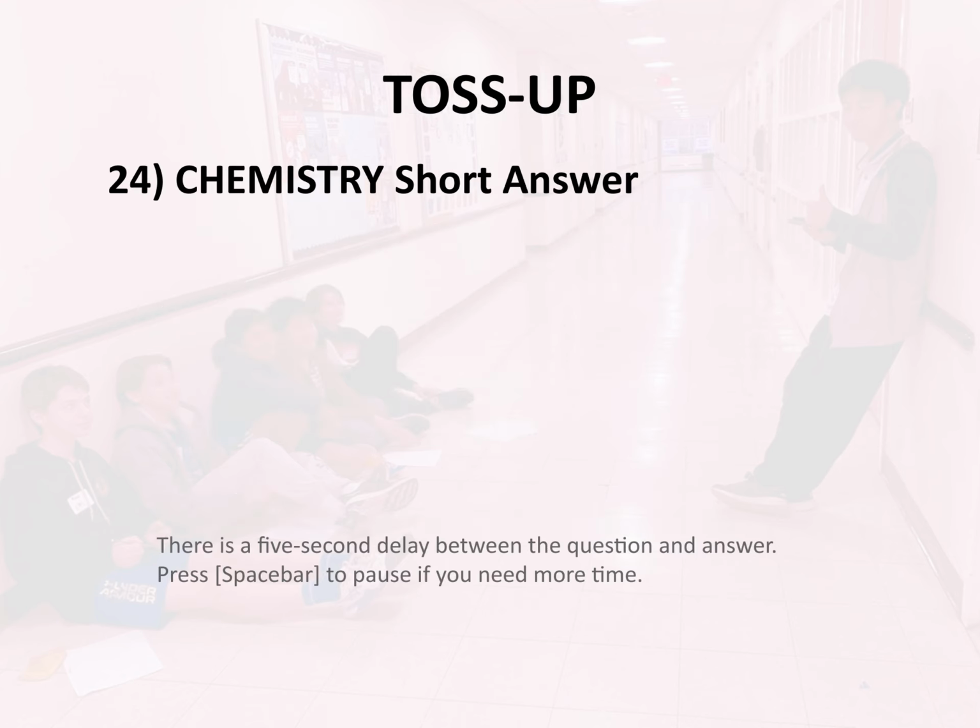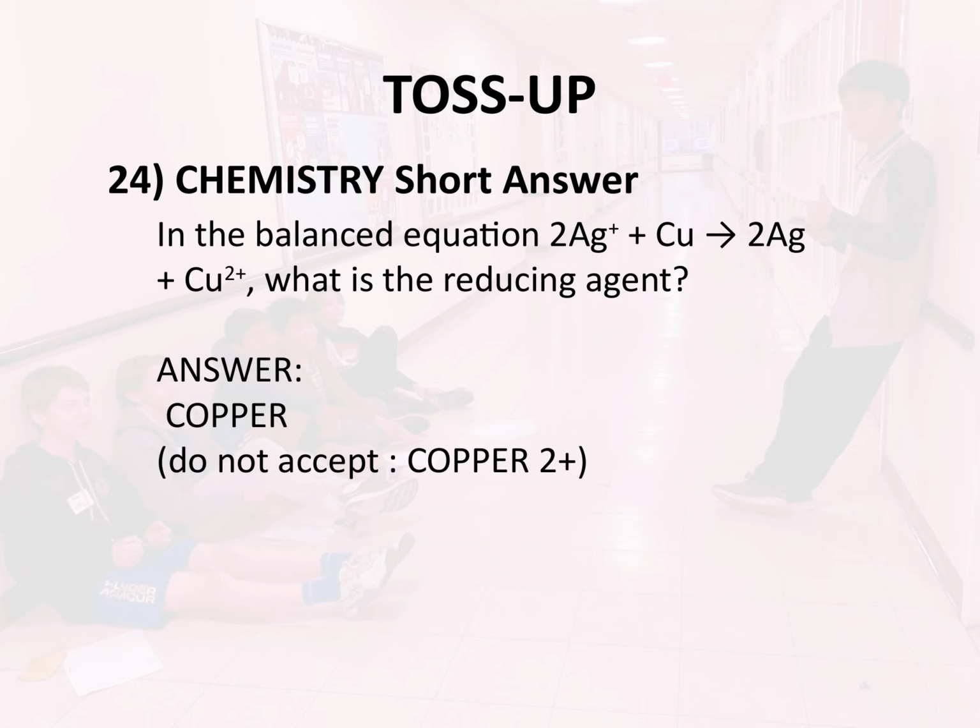Toss-up, 24. Chemistry. Short answer. In the balanced equation 2Ag+ + Cu yields 2Ag + Cu2+, what is the reducing agent? Answer. Copper.